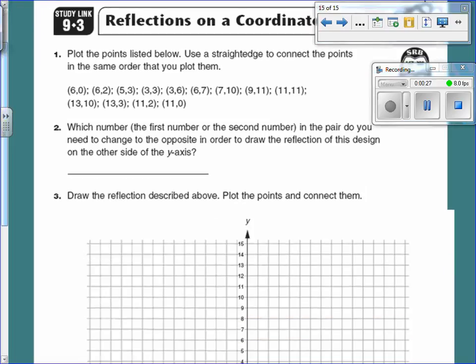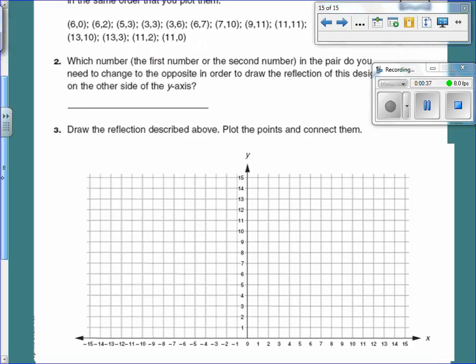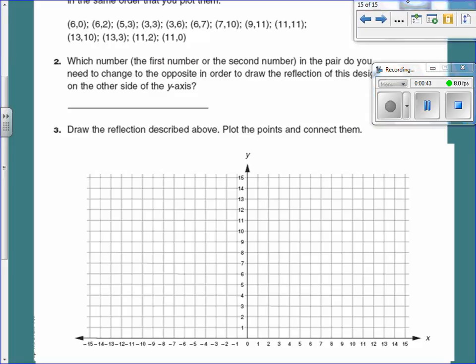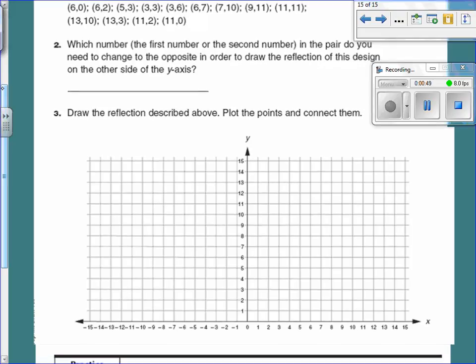Number 1. Plot the points listed below. Use a straight edge to connect the points in the same order that you plot them. So we're plotting the points below using a straight edge to connect the points. Remember what I said. As soon as you plot a point, make sure that you connect it right away. It's the only real rule I have when you're plotting those points. You plot a point, you connect it right away. Otherwise you'll forget, because I would forget, and you'll end up messing up somewhere.